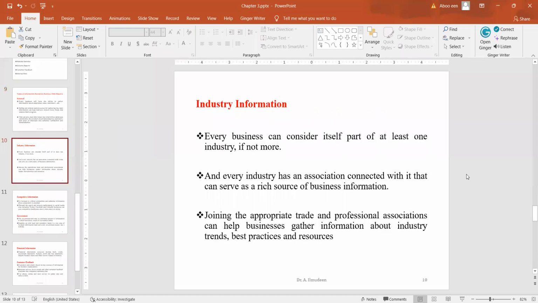Okay, great. Industry related information is very important for business organizations for the following reasons. Because every business organization can be a part of an industry. They can be part of any industry. So when they properly understand their industry, they can sustain in the business.